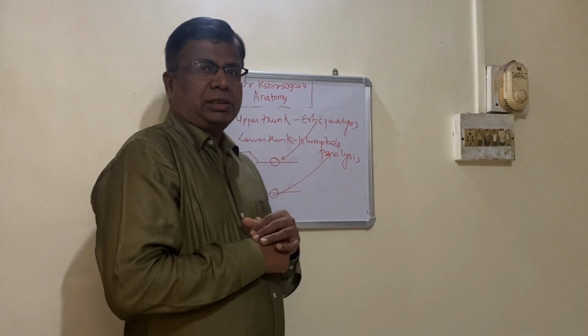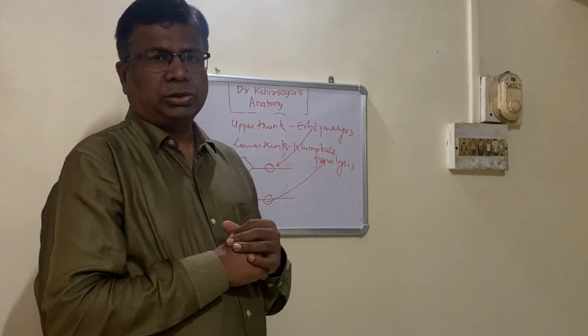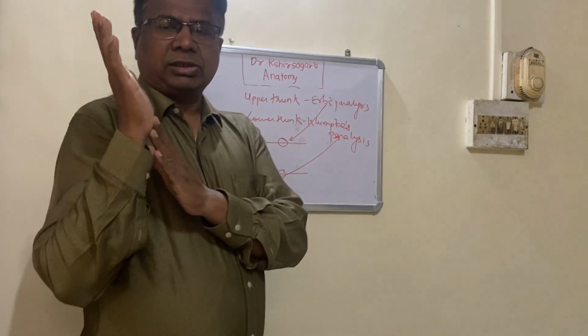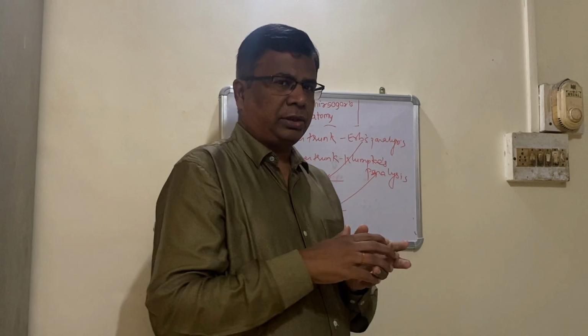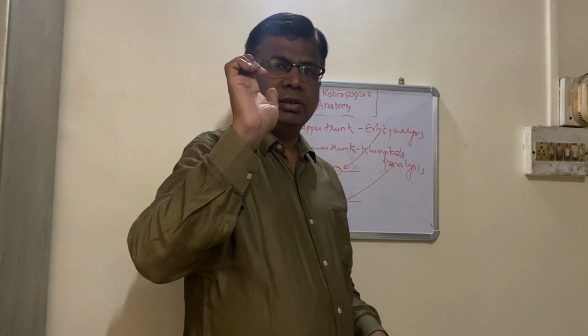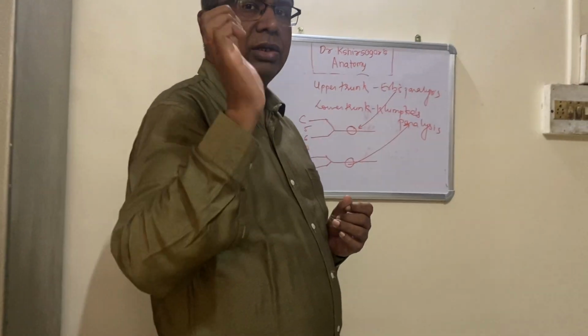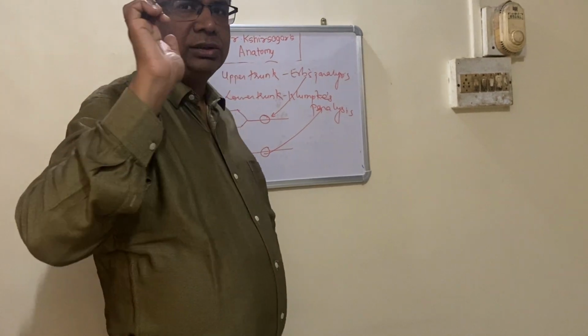What happens in Klumpke's paralysis? In Klumpke's paralysis, you should know that the most important nerve involved here is the ulnar nerve. The ulnar nerve supplies the small muscles of the hand, and therefore when there is injury to the small muscles of the hand, there will be this deformity. This deformity is called claw hand. This is also called the ulnar claw hand, where there is paralysis of the small muscles of the hand.